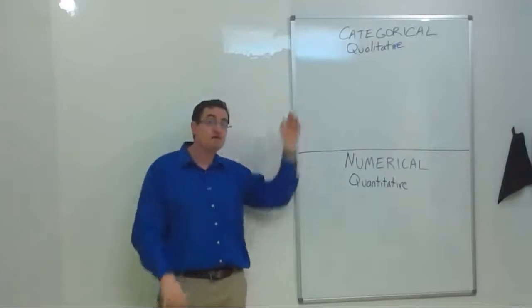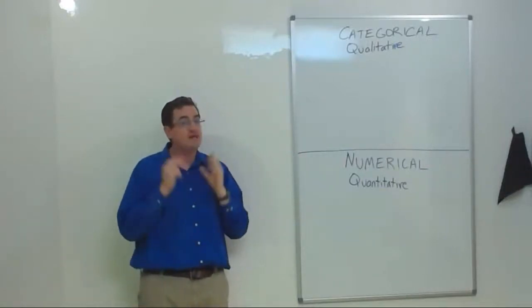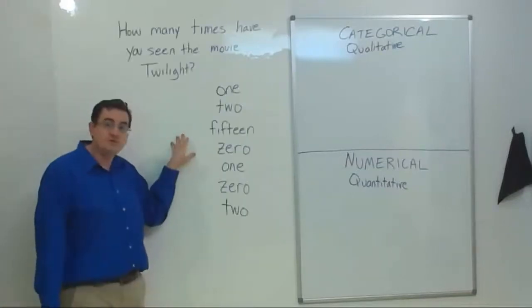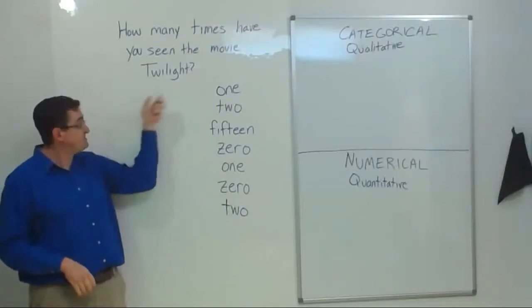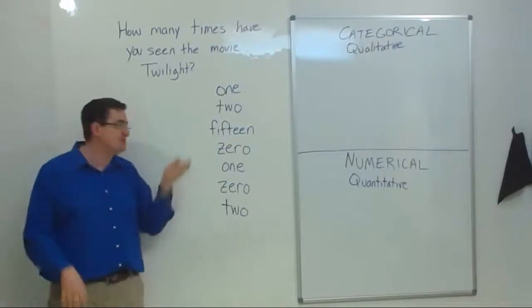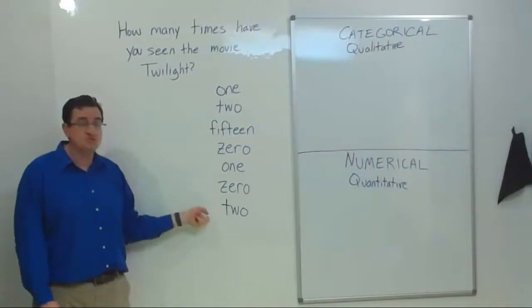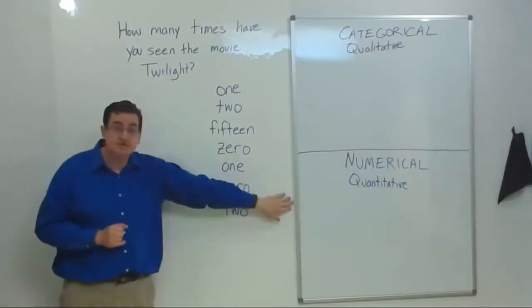Some people believe categorical is when you have letters and numerical is with numbers, but that's not the best way to remember this. Let me give you an example. We're going to ask people, how many times have you seen the movie Twilight? And we get responses, O-N-E, well, that looks like letters. Obviously, it's just a number 1 to 15, 0, 1, 0, 2. Okay, so again, that has numbers, so yes, it does count as numerical.